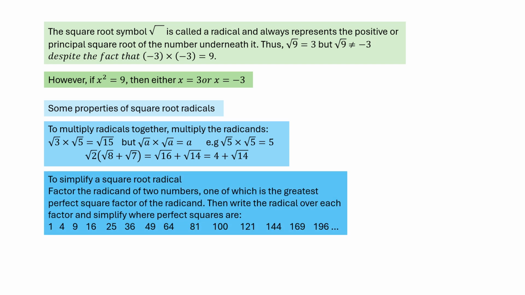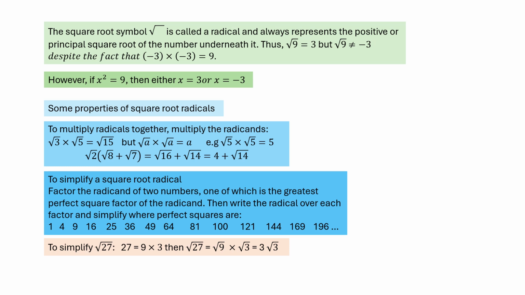To simplify a square root radical: not every number has a square root. Just some numbers, called perfect squares, have a square root, like 1, 4, 9, 16, 25, 36, up to infinity. But you can memorize until 196, which is 14 times 14, and 169 is 13 times 13, 144 is 12 times 12, and so on.